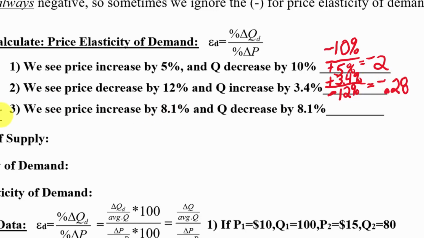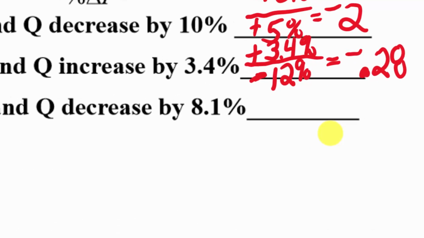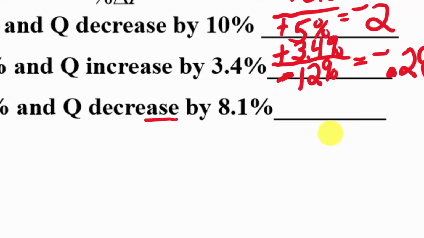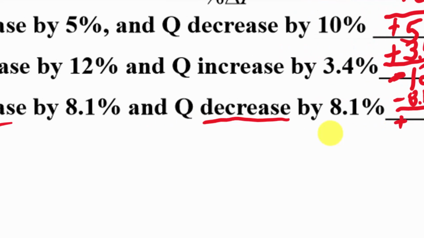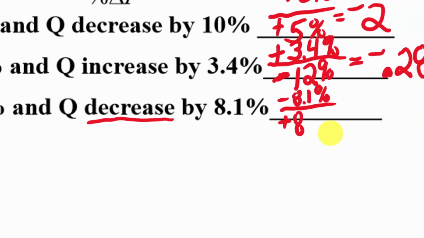What about number 3 here? We see the price go up by 8.1%. We see the quantity go down by 8.1% people are buying. Calculate the elasticity. Well, since the top and the bottom here are both 8.1%, and since this is a decrease, this is going to be a minus 8.1% on the top, divided by an increase in price, so that's a positive 8.1% on the bottom. We get an elasticity of minus 1.